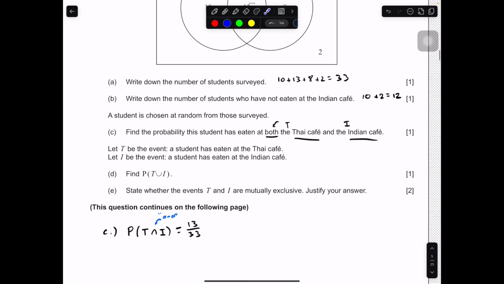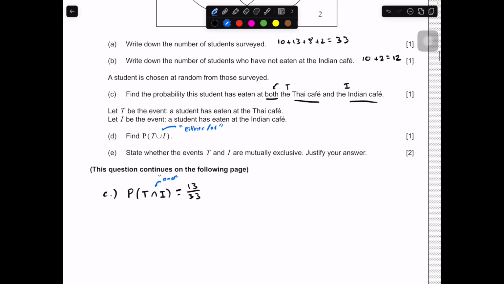Alright, so here we are further on. Let T be the event a student has eaten at the Thai cafe. Let I be the event a student has eaten at the Indian cafe. And here we have a decent set notation question. Find, and then what does this mean? The probability that someone has eaten at the Thai, or, this is the union, or the Indian cafe. So just to draw that again, this is our or. Actually, it's either or, so they can have eaten at either the Indian or the Thai cafe. So let's go ahead and write that up.